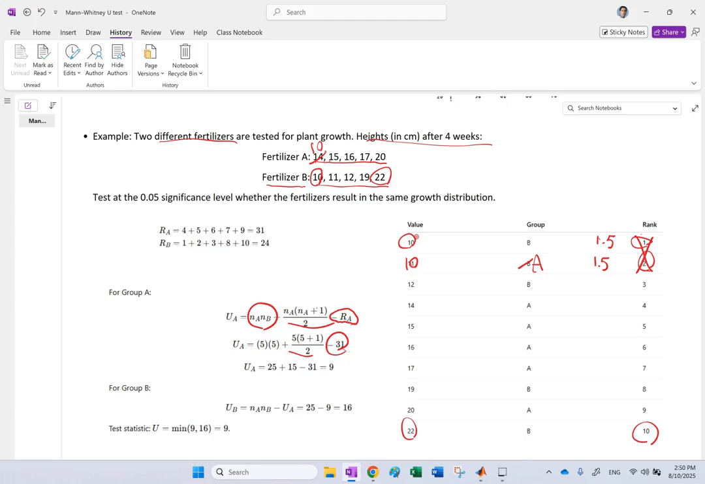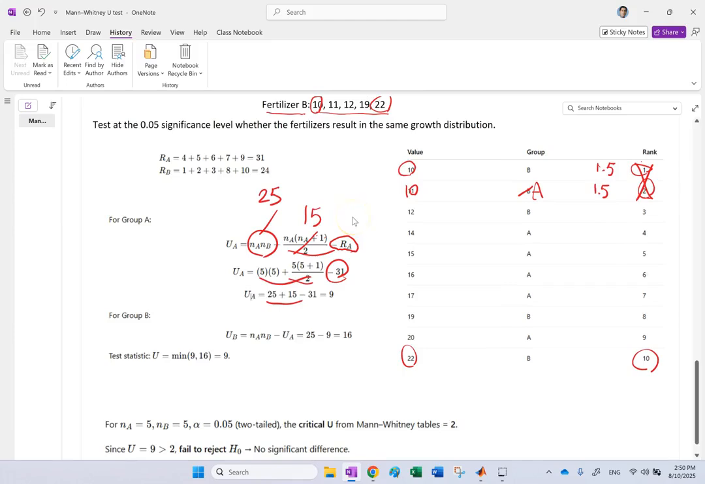So what is this going to be? This is going to be 25. This is also the same. That is 5 times 6 divided by 2, so that is 15. So the sum of these two for both of the groups is 40. Okay, there is a 25, and there is a 15.